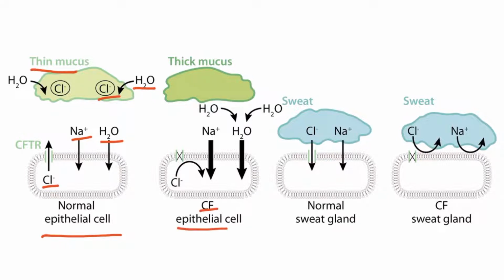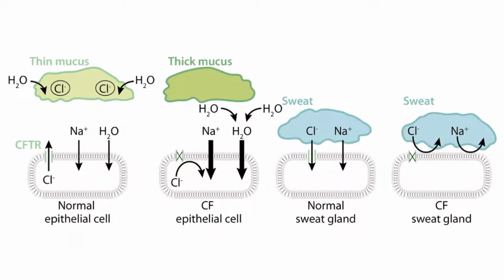In patients with CF, so CF epithelial cells, the CFTR channel is defective, which means chloride cannot leave the cell. This results in cytosolic chloride retention, which you can see right here. Notice that the osmotic force of chloride causes excess sodium and water to enter the cell. This is represented by these very large arrows right here. Ultimately, the mucus contains less water, resulting in a thick and viscous mucus, which you can see right here.